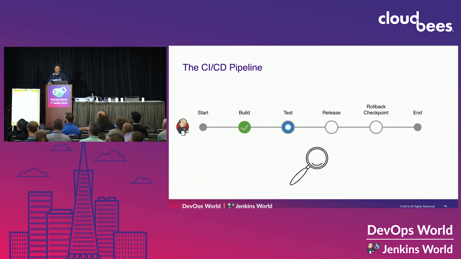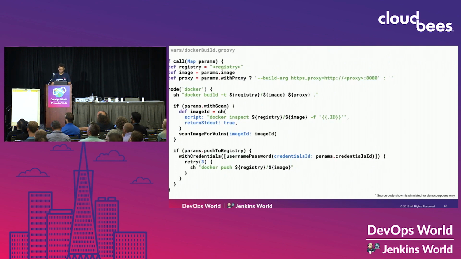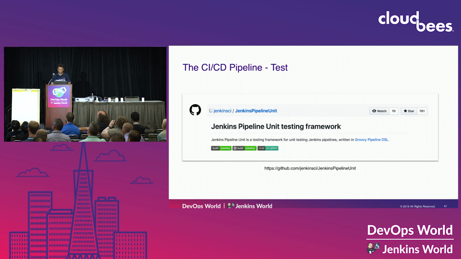Let's now move on to the test stage. So going back to our Docker build function that I showed earlier, we want to write a unit test to confirm that the function will work as expected. In order to do this, we need a testing framework that helps us stub out a lot of the Jenkins Pipeline DSL, such as the shell commands, the retry, the with credentials, the nodes, and so forth. There's an open source project called the Jenkins Pipeline Unit Testing framework that we can use. We're also using this for our pipeline as well.